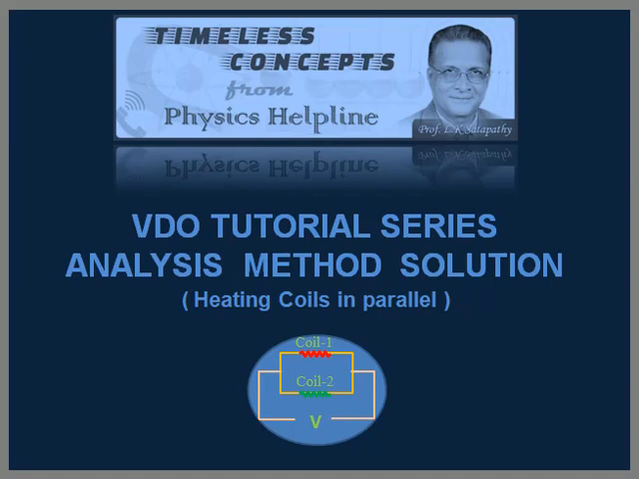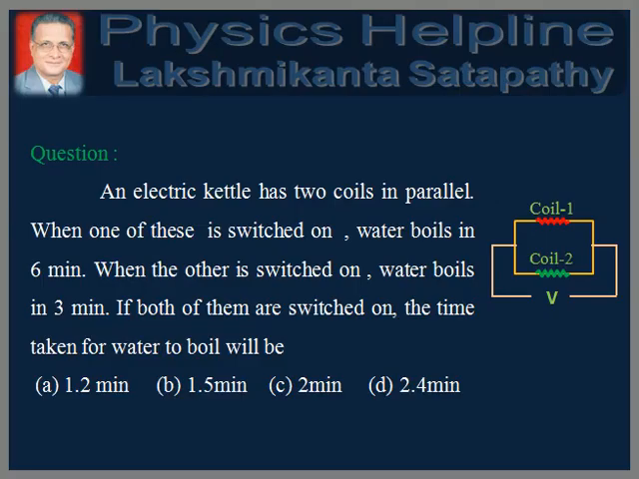In this video tutorial, we will discuss a multiple choice question on two heating coils connected in parallel. The question is as follows. The figure shows the schematic diagram of an electric kettle. It has got two coils in parallel.